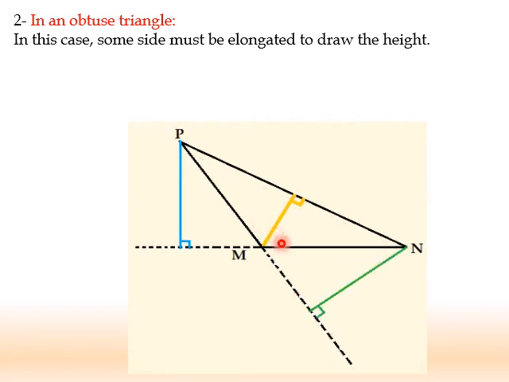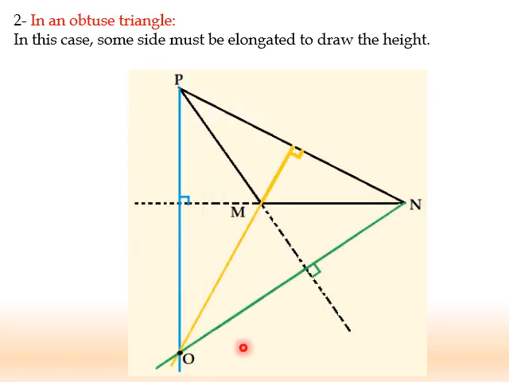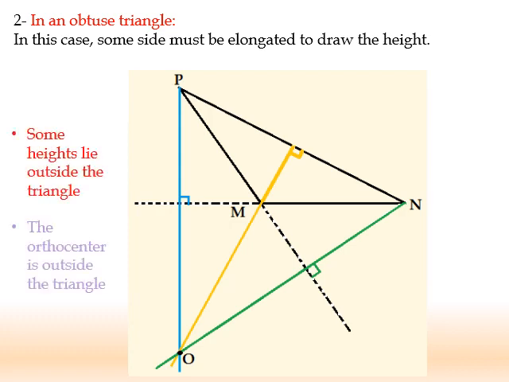Now, can they intersect here? Yes, I can elongate the heights so they intersect at a given point. This O is the orthocenter. It's the point of intersection of the heights.